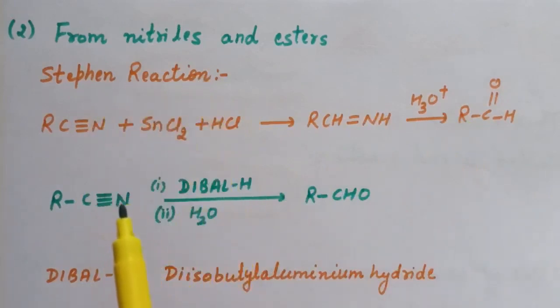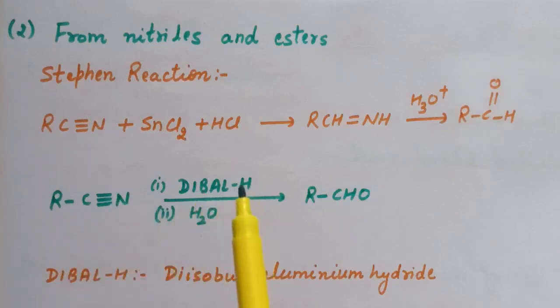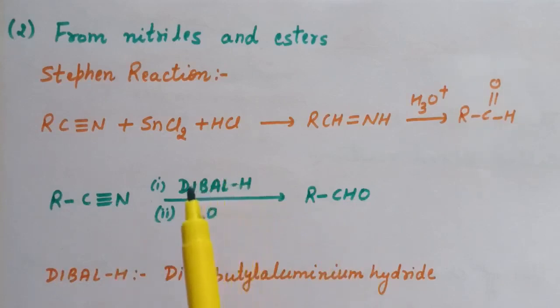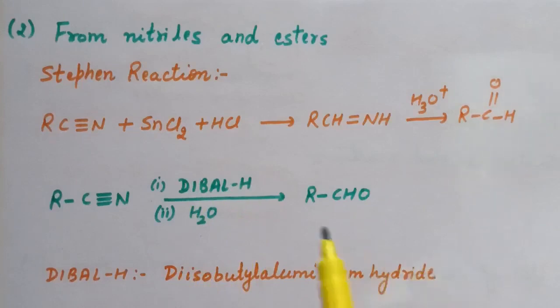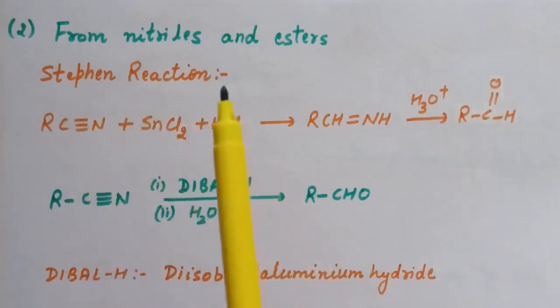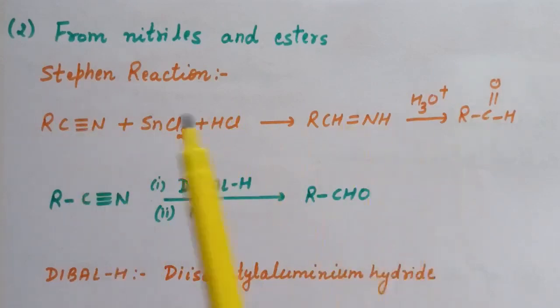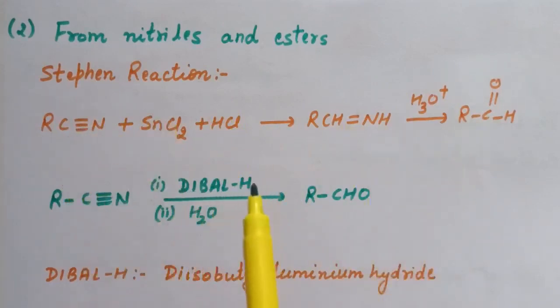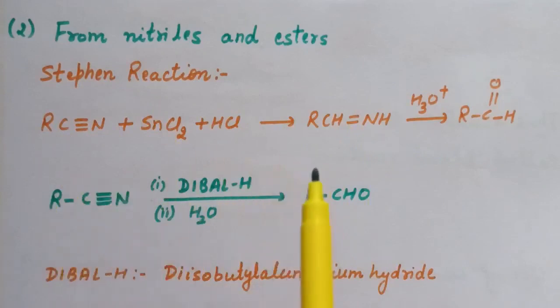Now there is one more method by which we can prepare aldehyde from nitriles. That is, nitriles are selectively reduced by DIBAL-H followed by hydrolysis. This RCN converts to RCHO. DIBAL-H, the name is diisobutylaluminium hydride. In presence of DIBAL-H, this nitrile converts to CHO. So first, by Stephen's reaction we can prepare aldehyde from nitriles, and second, in presence of DIBAL-H, this nitrile, that is RCN, converts to CHO.